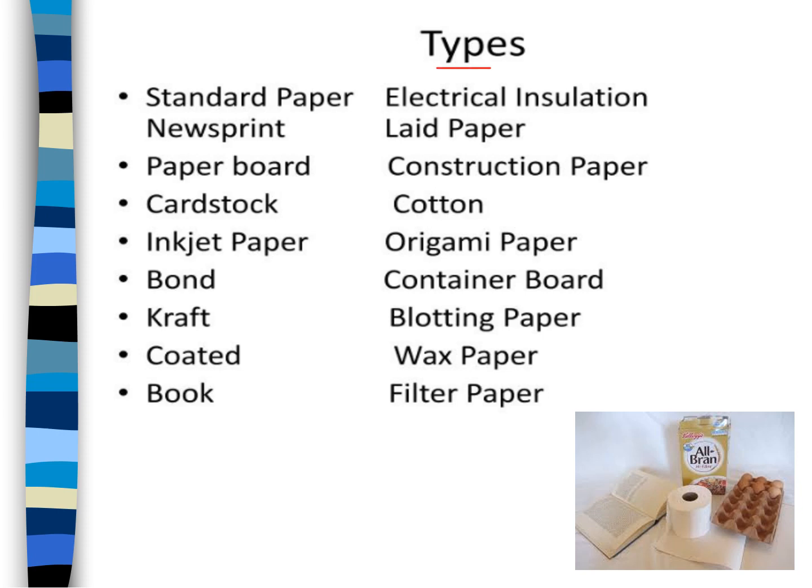So there are several types of paper, which are standard paper, newsprint, paperboard, cardstock, inkjet paper, bond, kraft, coated, book, filter paper, wax paper. So these are all of the types of paper in the market.